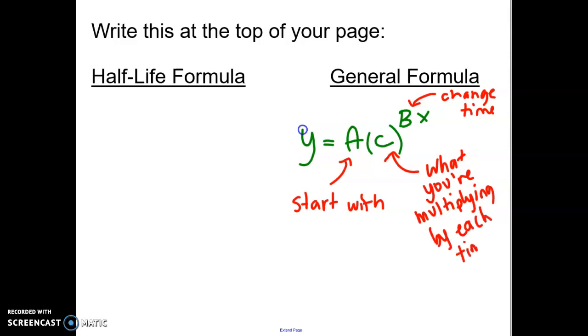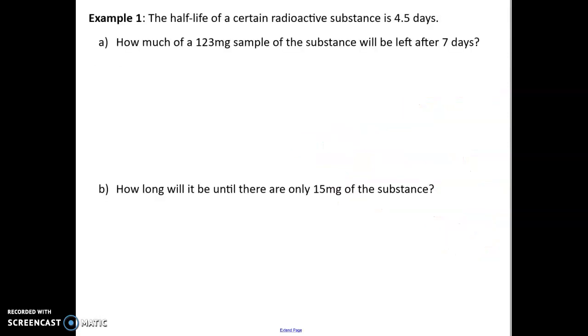So that's when we were in chapter 7. We discussed how to create some of these formulas with word problems. Now we're going to also solve those. Example 1 says the half-life of a certain radioactive substance is 4.5 days. That means it's going to cut in half every 4.5 days.